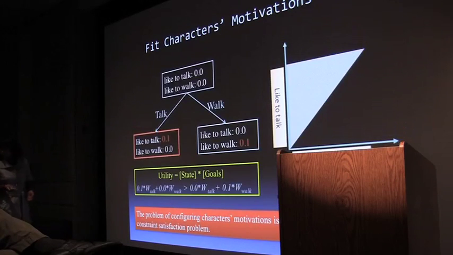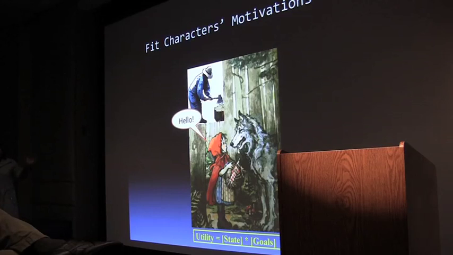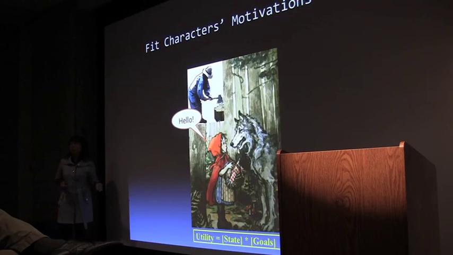So for example, I'll just give a very simple example here. Given this scenario, this is when, again, the two characters first met each other, and Little Red Riding Hood is a character that is controlled by a software agent.